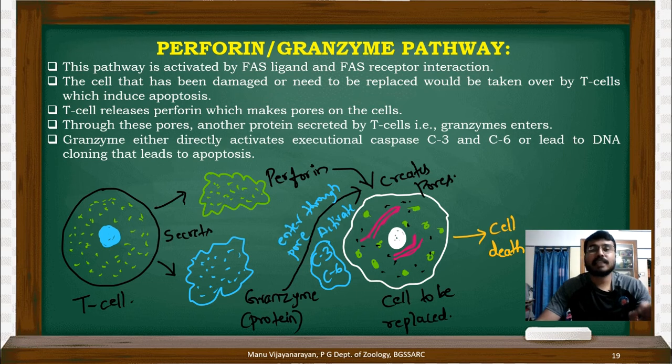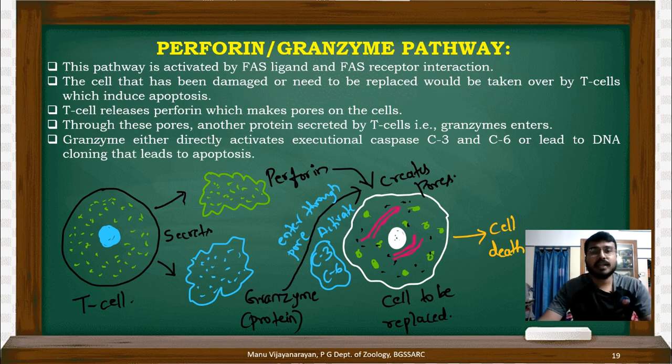The cell that has been damaged or broken down, which has to be replaced, would be taken over by the T cells, which produce two major factors, one being perforin and the second being granzyme. Perforin is a complex that is capable of creating pores on the cell membrane, and granzyme is a specific protein, again secreted by the T cells, which is capable of entering through the pore and has the capacity to activate the caspases, that is caspase 3 and caspase 6.